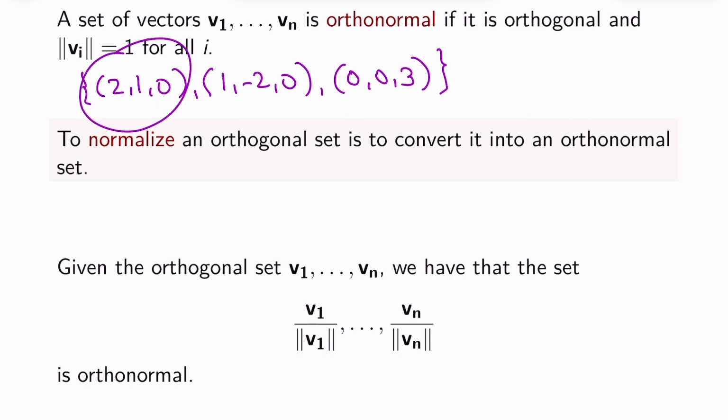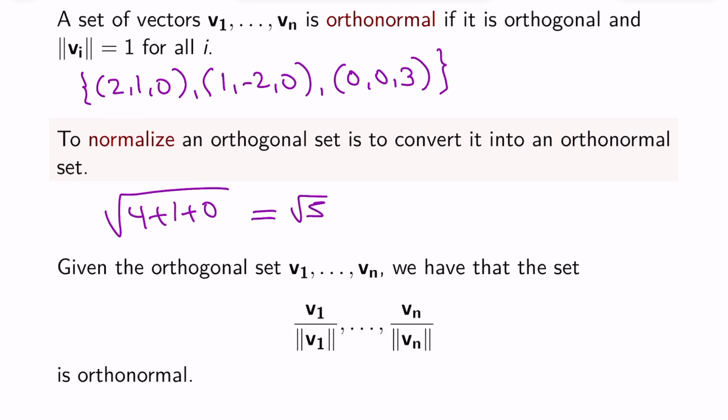So the norm of the first one, for instance, is the square root of 4 plus 1 plus 0, which is the square root of 5. The norm of the second one will be the square root of 1 plus 4, which is also the square root of 5. And the norm of the third one will be the square root of 9, which is 3. So we calculate the norms of each one, and then we divide by the norms.